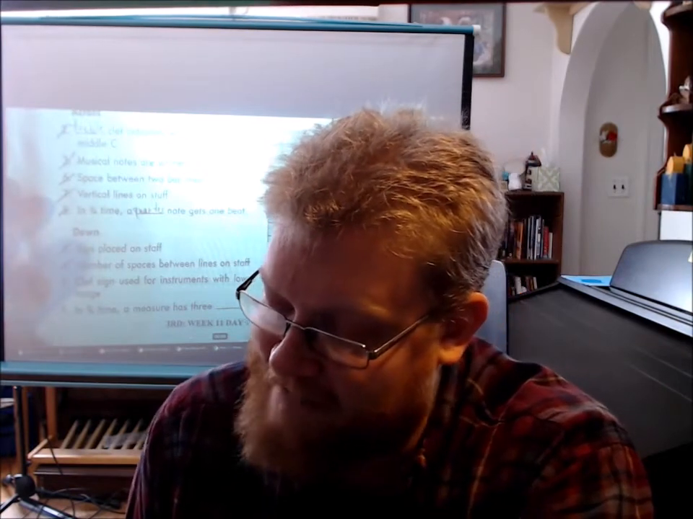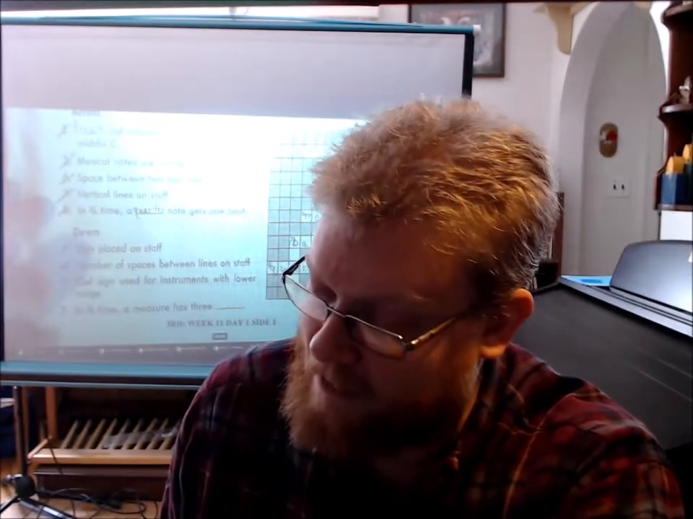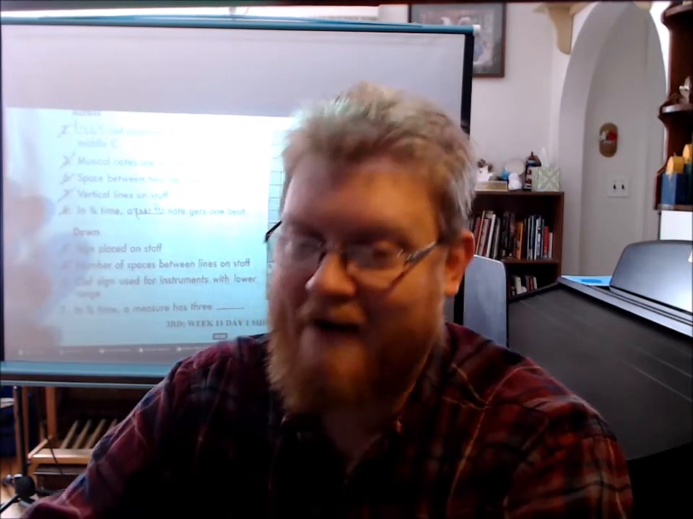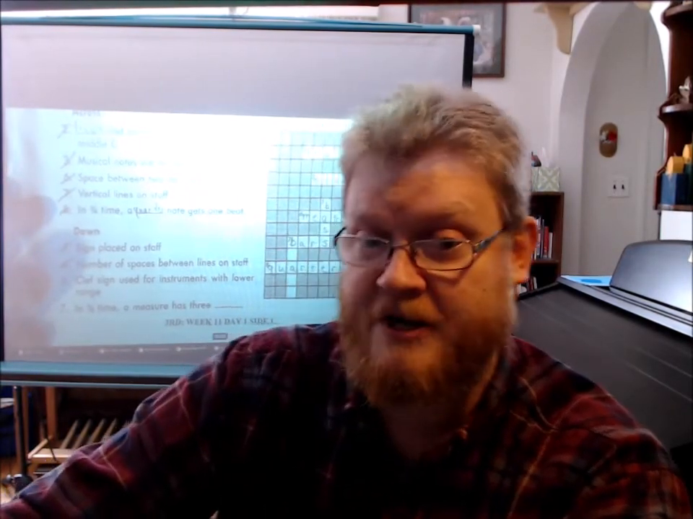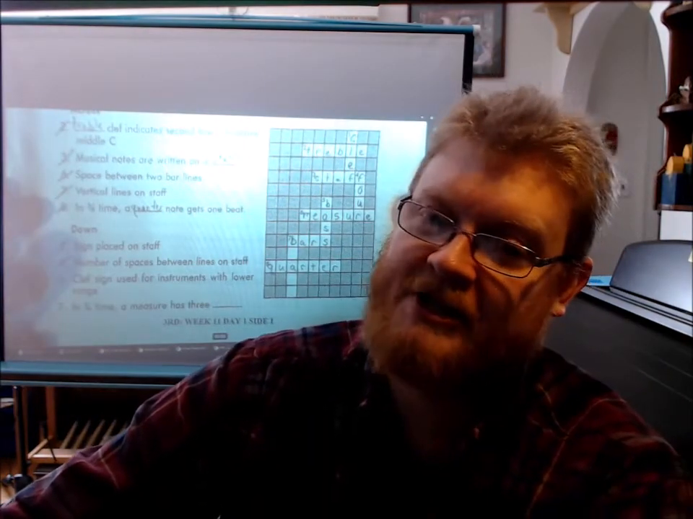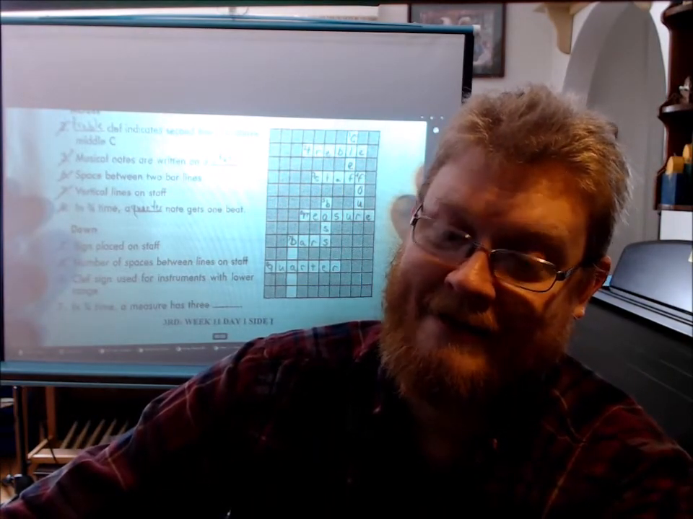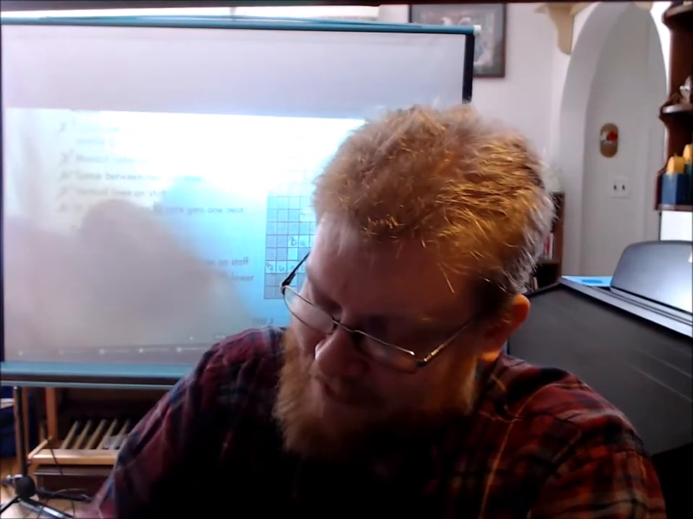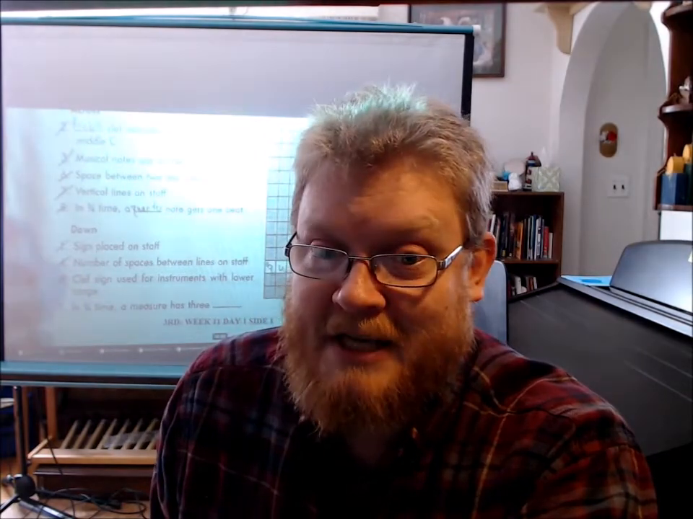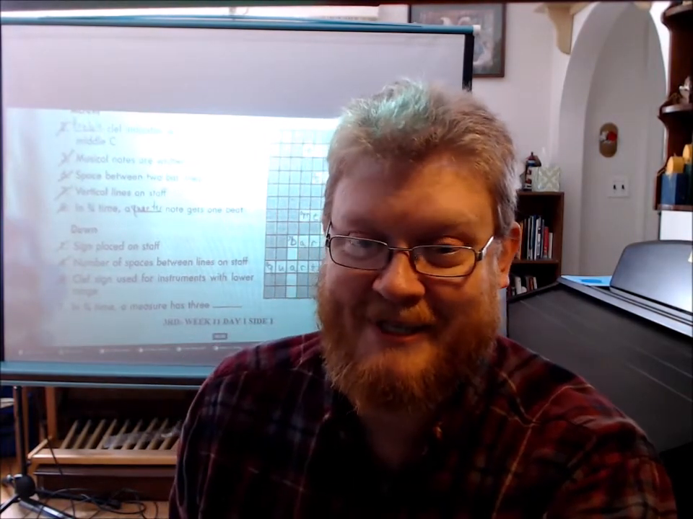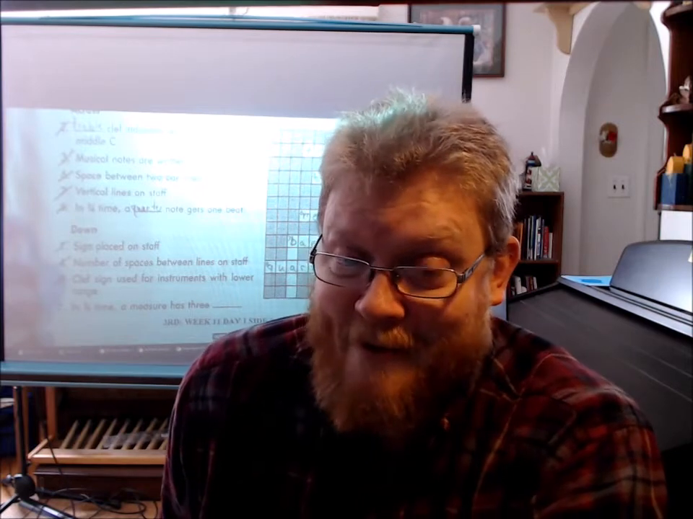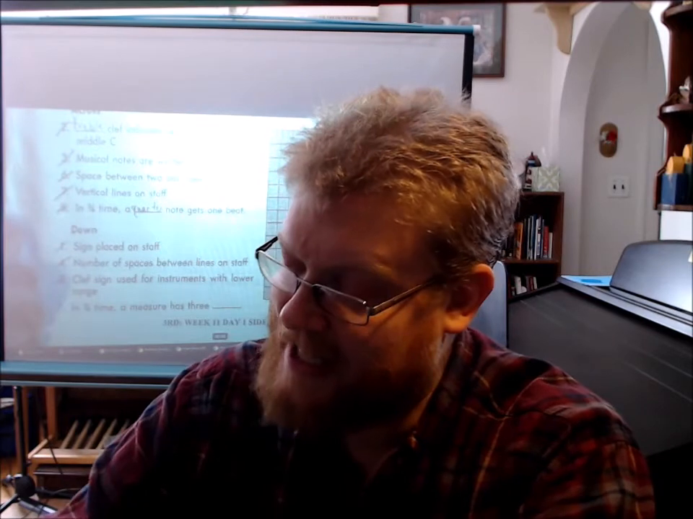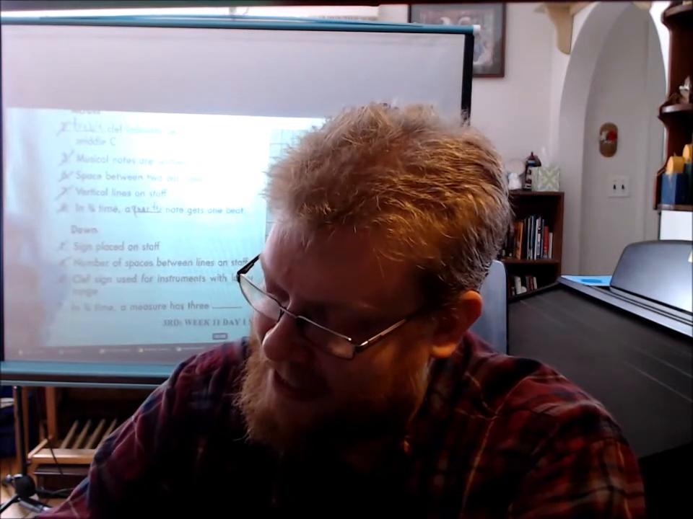Number 5, clef sign used for instruments with lower range. That's bass, B-A-S-S. Notice I read that earlier, and I didn't say bass like the fish, although I love to fish too, and I love to eat freshly caught bass. Hint, hint. Anyway, number 5, clef sign. So we just did that, bass, and not spelled the same way as baseball. See, there's so many connections to music. Isn't it great? And I do know them. Number 7, in 3/4 time, a measure has 3, that's the note on top, 3 beats in the measure.